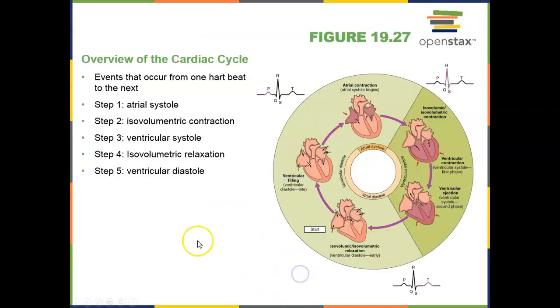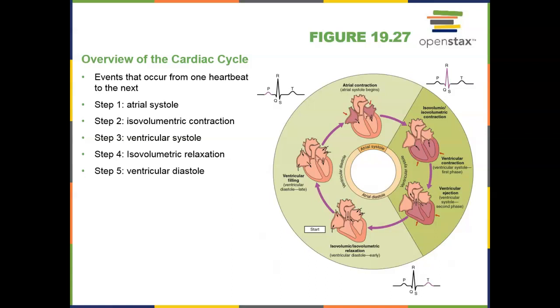So let's look at what happens during a cardiac cycle. The cardiac cycle is all of the events that occur from one heartbeat to the next. And there are 5 basic steps to the cardiac cycle. You have atrial systole, which is right here. This is when the atria have a high pressure put on them, and so they basically contract. Systole is contraction, and all of the blood that is still in the atria is pushed into the ventricles.